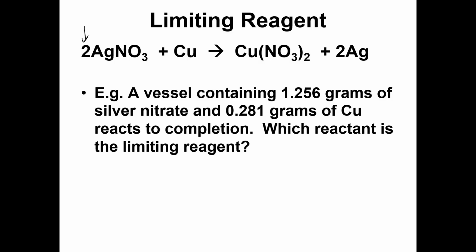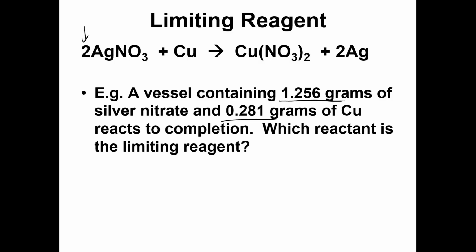Now there's a number of ways to do this. We're given an amount, not moles. If I was given 2 moles of silver nitrate and 2 moles of copper, then you would know that the silver nitrate is your limiting reagent, right? For every 1 mole of copper, you need 2 moles of silver nitrate. So if you have 2 moles of copper, in order for all of the copper to react, you would need 4 moles of silver nitrate. That's really easy to look at, right? But if you're given grams, you're going to have to do a little bit better than that.